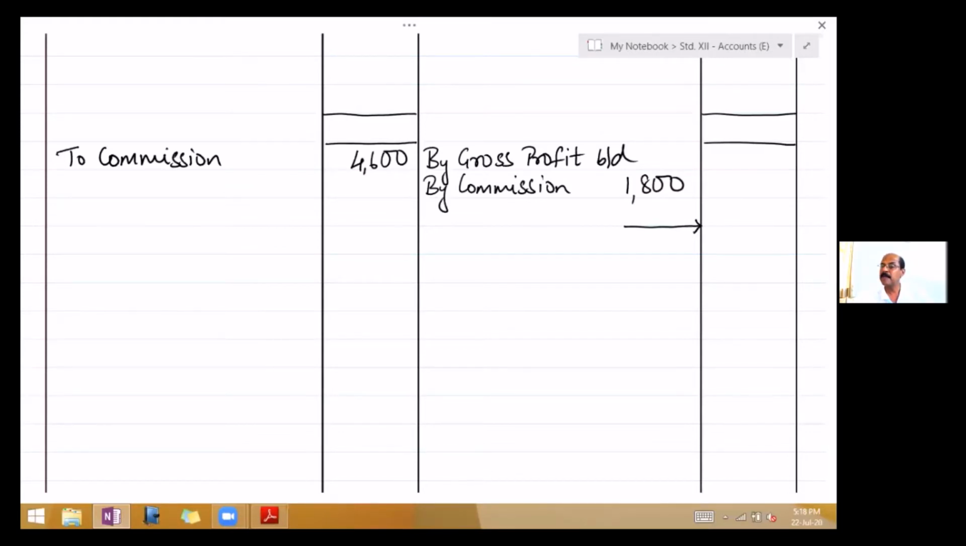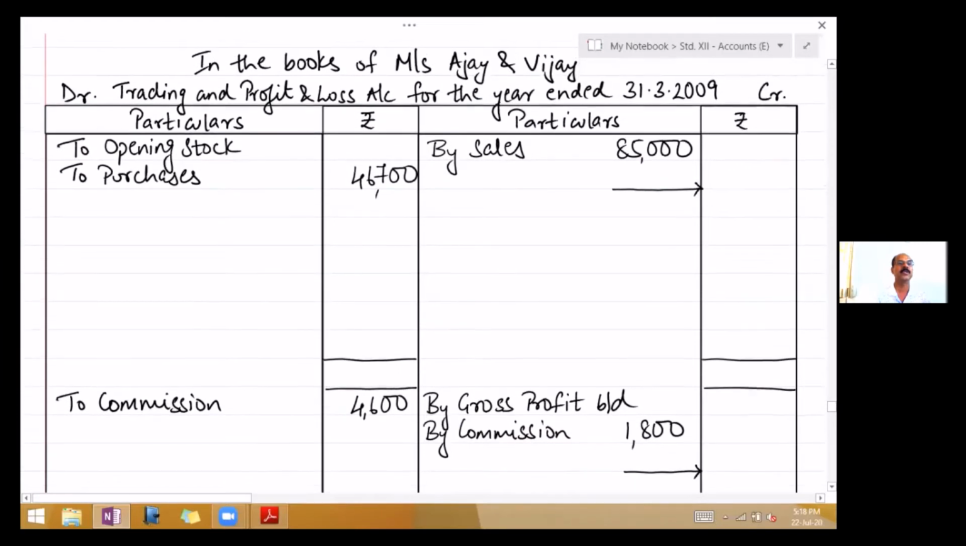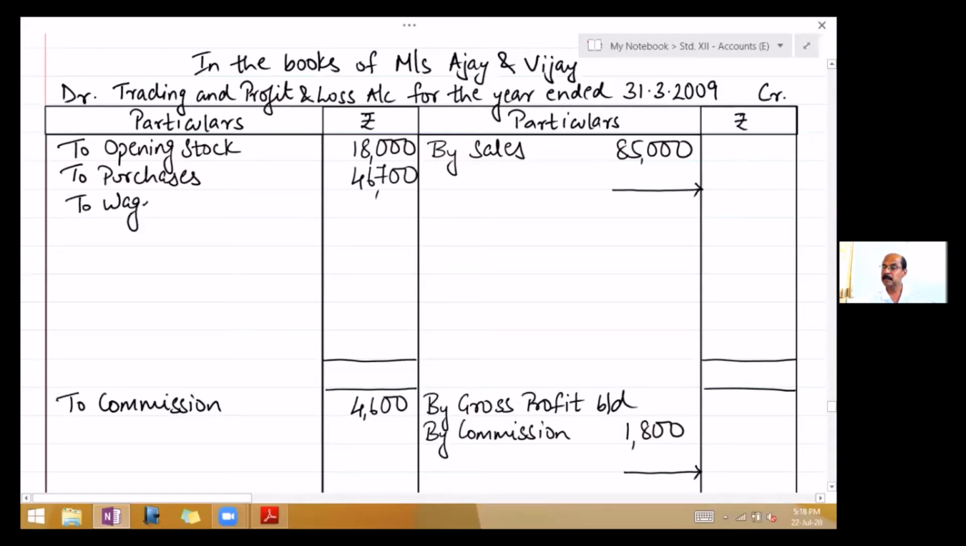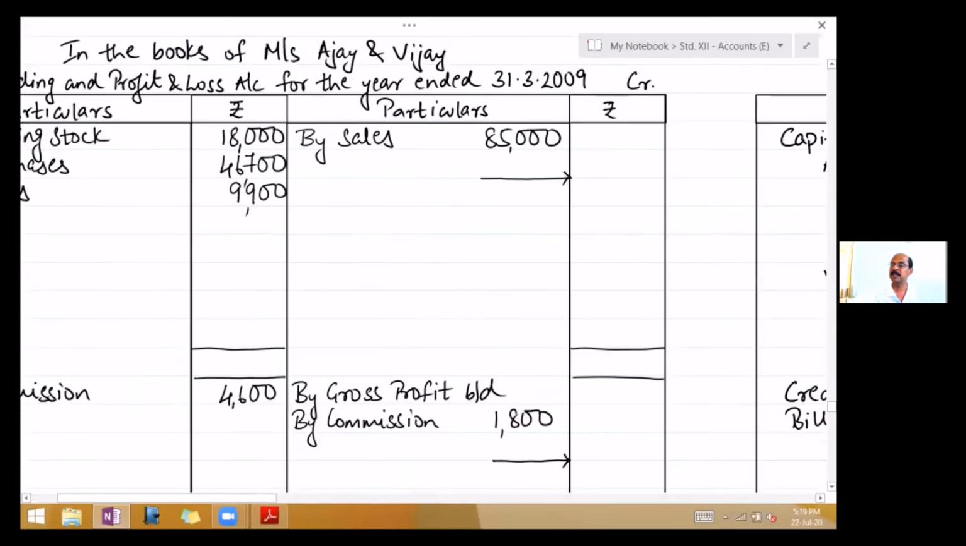Okay. After that, opening stock 18,000. Go to trading account, debit side. First item, you've already written the word opening stock. So write there 18,000. Next is wages. That also in trading account. 2 wages. And the amount of wages is 9,900. Next, investments, right on the asset side of the balance sheet.